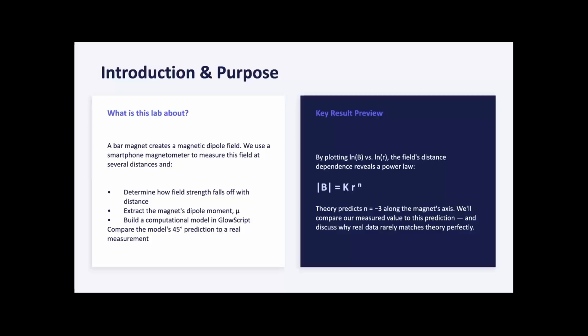Using a smartphone magnetometer, I measured the field strength at 5 different distances from the magnet. By plotting the natural log of the field against the natural log of the distance, the data should reveal a power law relationship, and theory predicts the field should fall off as an inverse cube of the distance along the magnet's axis. I'll show what I found, build a computational model of the dipole field, and compare that model's prediction to a real measurement taken at 45 degrees to the magnet's axis.